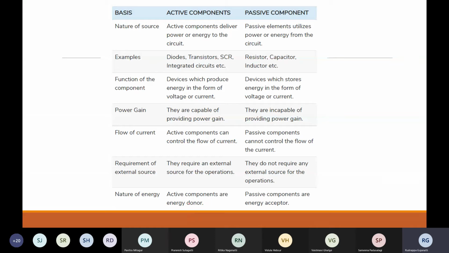So here, the active components basically act as an energy donor, whereas the passive components act as an energy acceptor. So these are just a few things to note down with respect to the active components and the passive components.